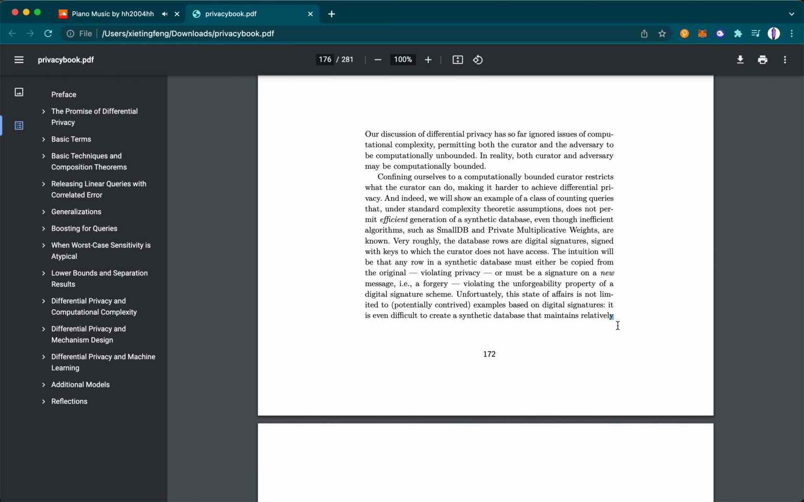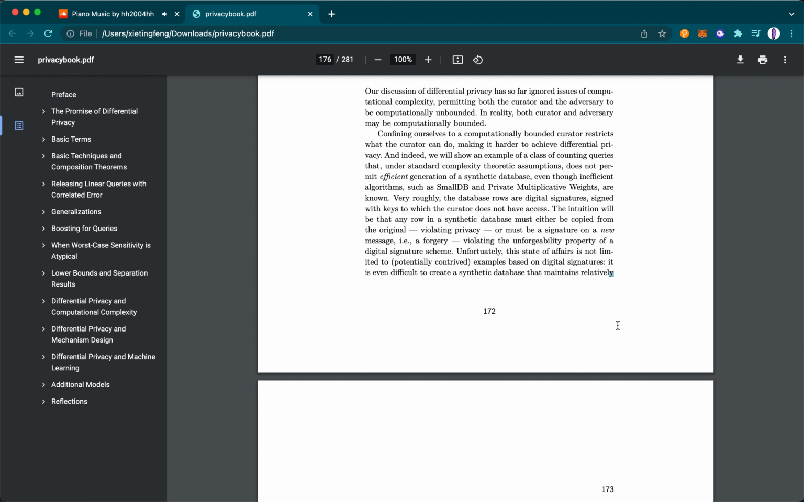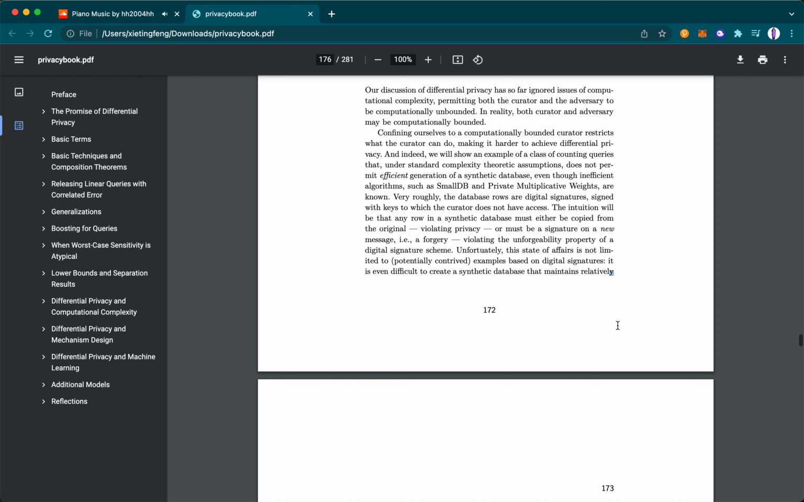Our discussion of differential privacy has so far ignored issues of computational complexity, permitting both the curator and the adversary to be computationally unbounded. In reality, both curator and adversary may be computationally bounded. Confining ourselves to a computationally bounded curator restricts what the curator can do, making it harder to achieve differential privacy. And indeed, we will show an example of a class of counting queries that, under standard complexity theoretic assumptions, does not permit efficient generation of a synthetic database, even though inefficient algorithms, such as small DB and private multiplicative weights, are known.